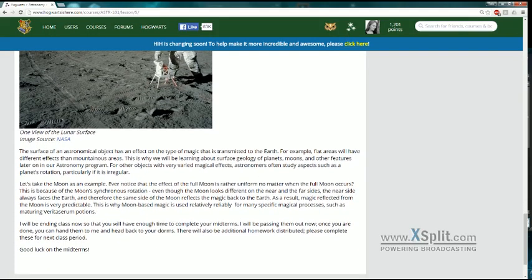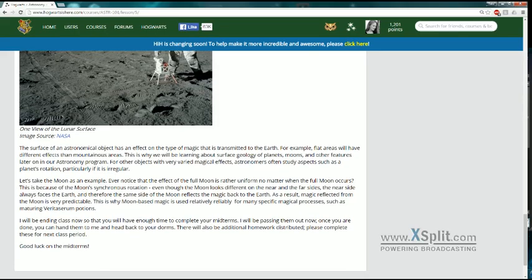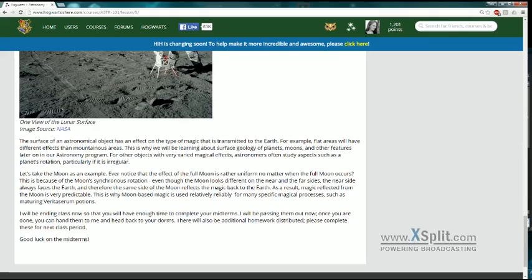For other objects with very varied magical effects, astronomers often study aspects such as a planet's rotation, particularly if it is irregular. Let's take the moon as an example. Ever notice that the effect of the full moon is rather uniform no matter when the full moon occurs? This is because of the moon's synchronous rotation. Even though the moon looks different on the near and the far sides, the near side always faces the Earth, and therefore the same side of the moon reflects the magic back to the Earth. As a result, magic reflected from the moon is very predictable. This is why moon-based magic is used relatively reliably for many specific magical processes, such as maturing Viridiserum potions.